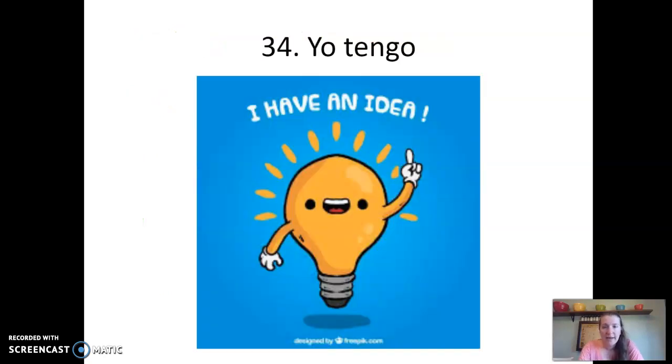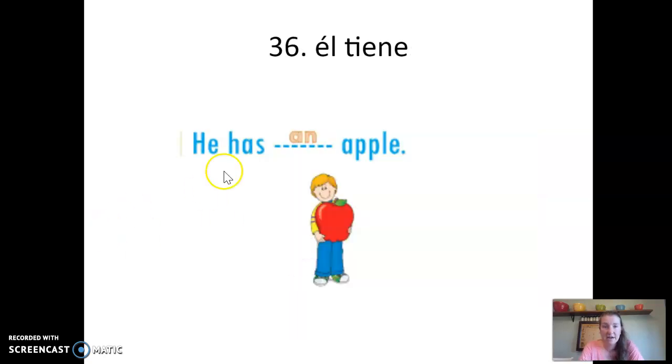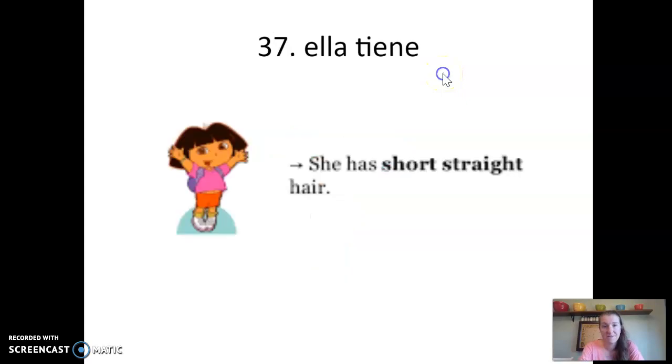All right, now we have a verb. This is your verb tener. So yo tengo means I have. So if you want to say I have a big house, yo tengo una casa grande. Tú tienes means you have, right? So you have a big house. Tú tienes una casa grande. Él tiene, our example, he has an apple. In Spanish, that would be él tiene una manzana. So él tiene is he has.